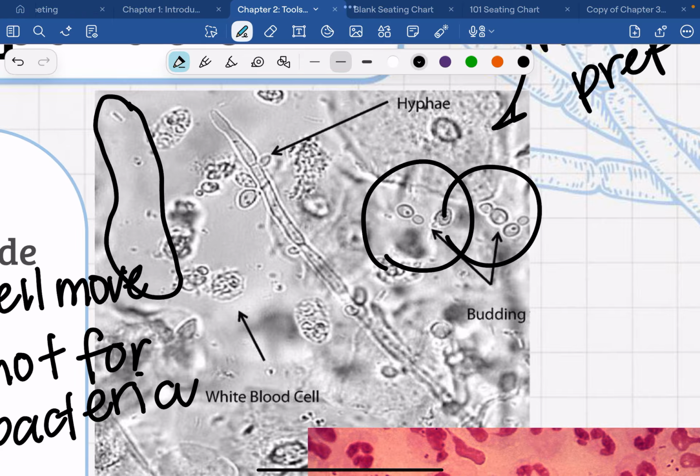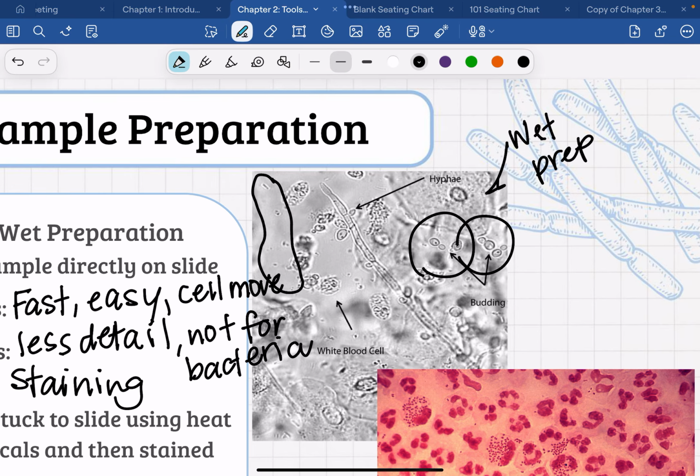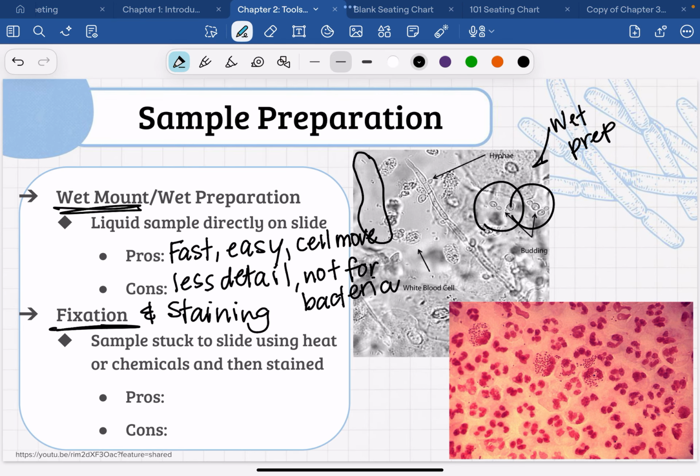But to look at it from another way, if this person had a bacterial infection, a wet prep would tell me nothing and it would be useless. But if this person has a yeast infection, yeasts are eukaryotes, which we'll talk more about later, yeasts or anything that's moving, like trichomoniasis, a wet prep is gonna be great. And it's fast and easier than doing anything else. All right, so that's the pros and cons of a wet prep.